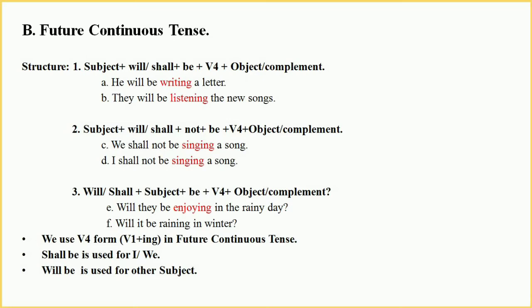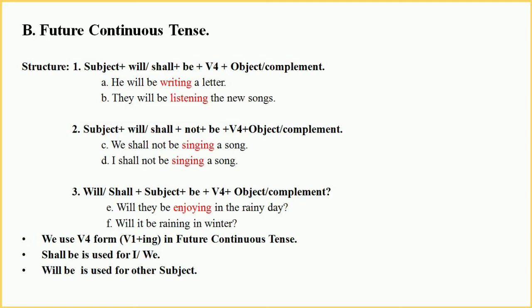So, according to this tense, for positive sentence, the structure will be subject plus will or shall plus be plus first form of the verb plus object or complement. Examples are: He will be writing a letter. They will be listening the new songs. Now, for negative sentence, the structure is subject plus will or shall plus not plus be plus fourth form of the verb plus object or complement.